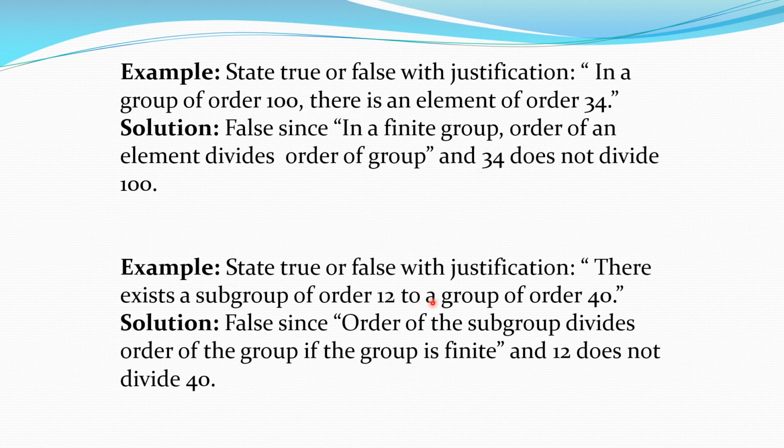State true or false with justification. There exists a subgroup of order 12 in a group of order 40. Again, by Lagrange's theorem, the order of a subgroup divides the order of the group if the group is finite. Here, the order of the group is 40, and if there exists a subgroup of order 12, then 12 must divide 40. But 12 does not divide 40, and hence the statement is false.